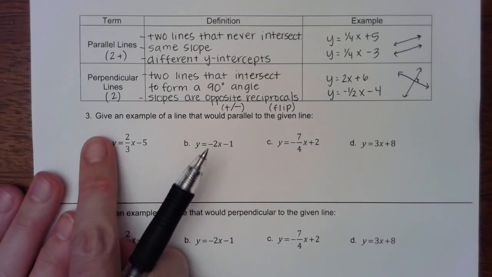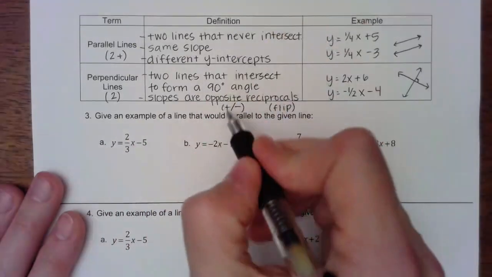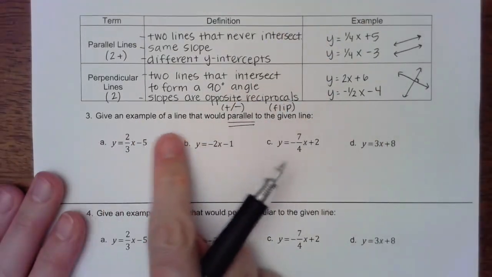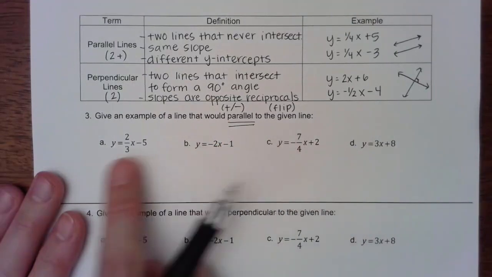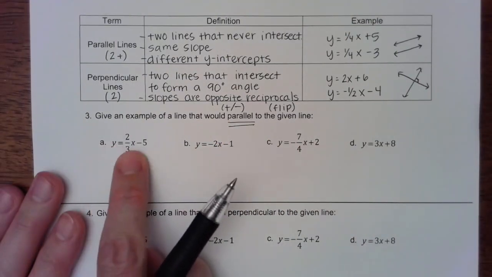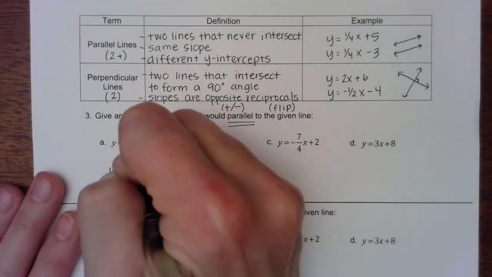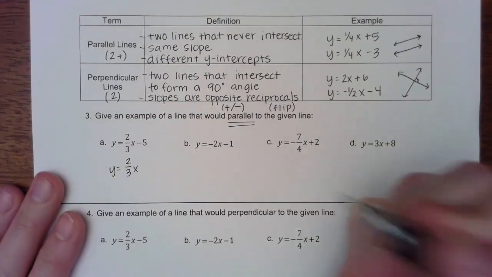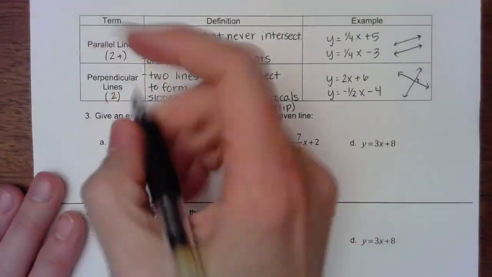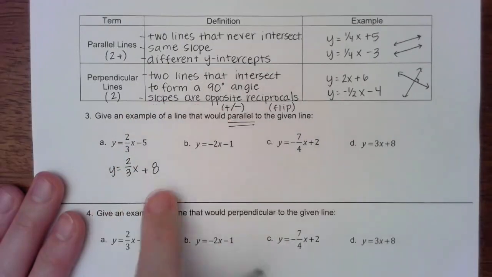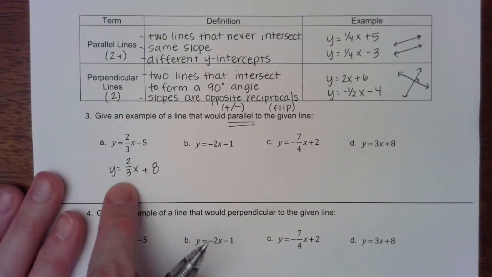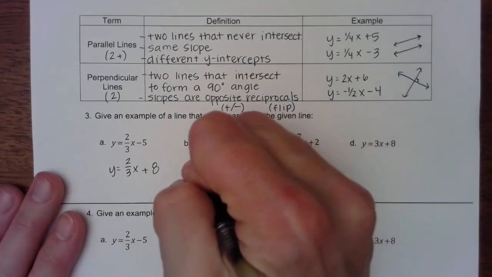In example number 3, we're practicing parallel. Give an example of a line that would be parallel to the given line. So if you had a line that was going to be parallel to this line, it would have to start with the same slope, and then the y-intercept could be anything you wanted it to be. Plus 8. This number doesn't matter. It's this number that matters. Parallel lines have the same slope. So same thing on this one.